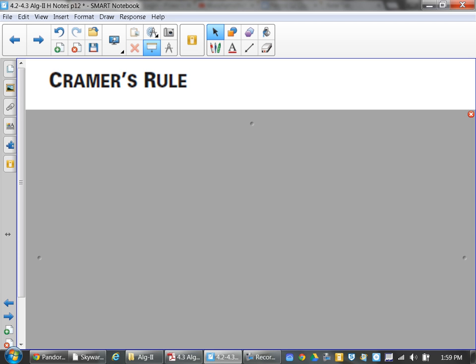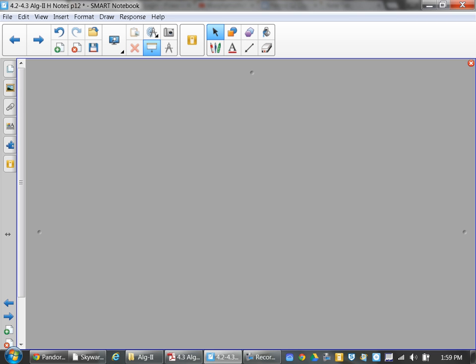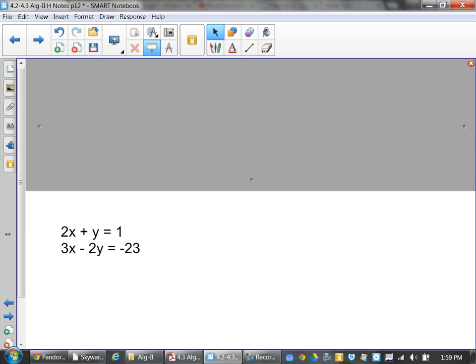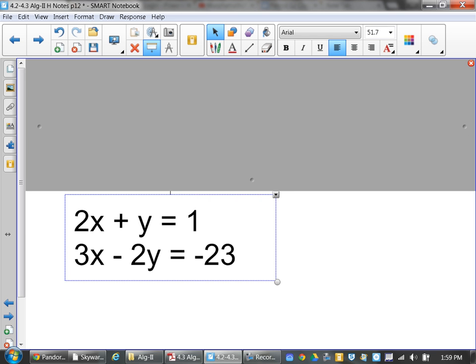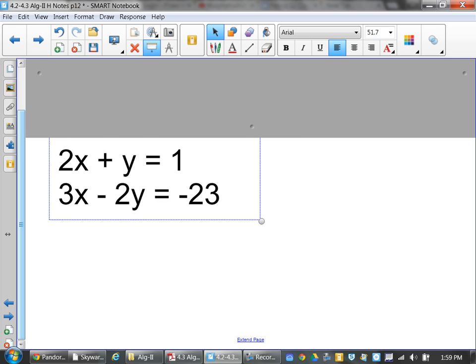Normally you would have to use substitution, elimination, or one of those methods. What this does is allow you to use determinants three times, really, with a 2 by 2 matrix. And we know 2 by 2 matrix determinants are a cakewalk. So, here's what you do. I want you to write down this system, and we're going to turn it into a matrix.